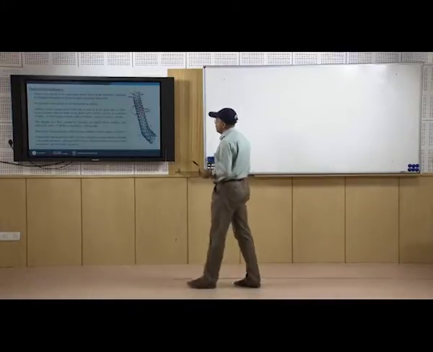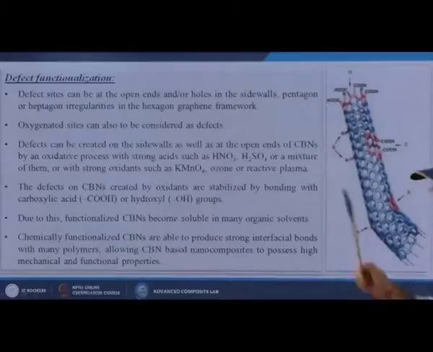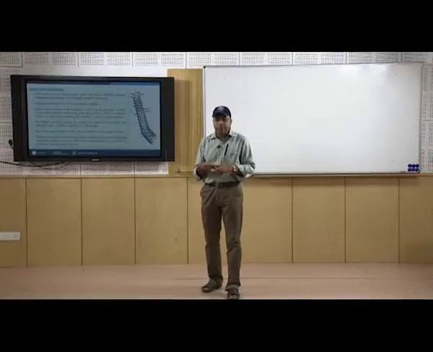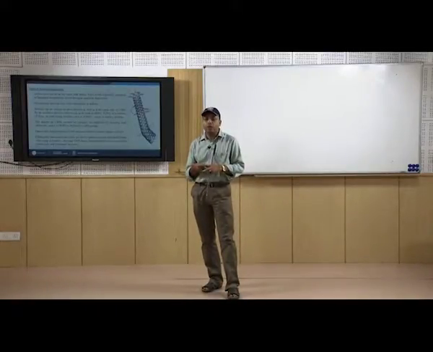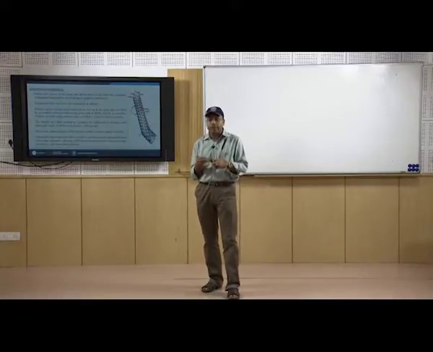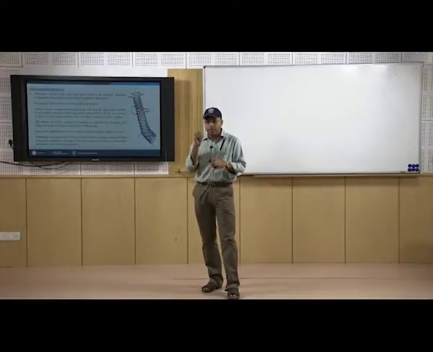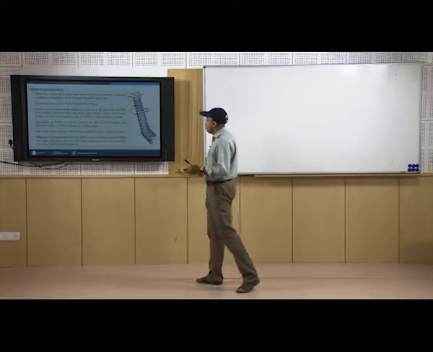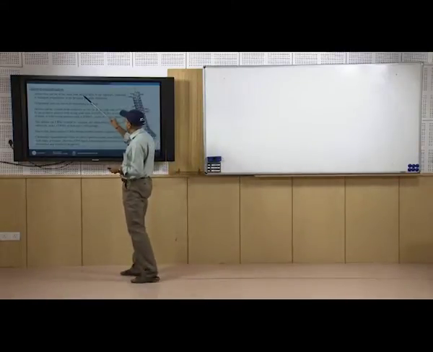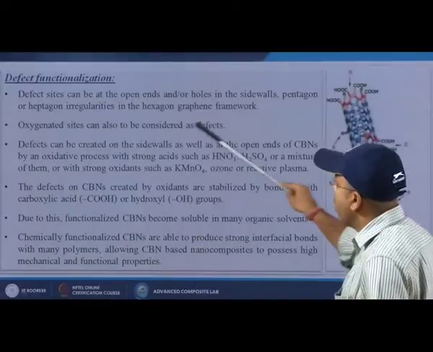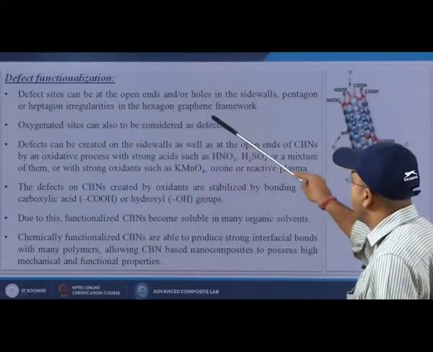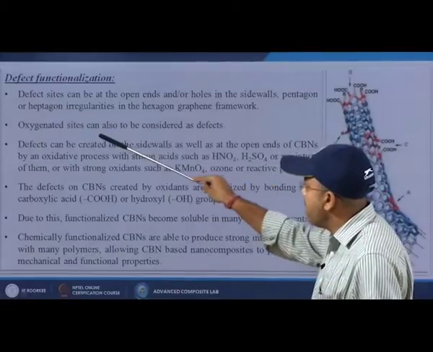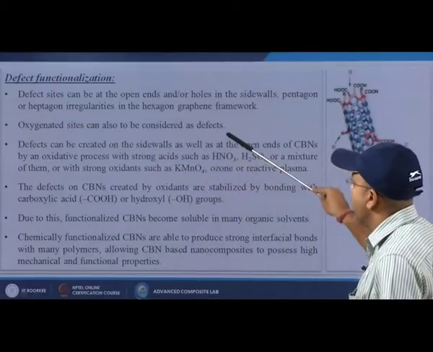Then defect functionalizations. From the name itself we can understand that when we are using certain kinds of nanoparticles or nanofillers, some defect sites are present at the sidewalls of these nanomaterials. So, when we are doing this kind of functionalization, the functionalization material is simply attaching with the defect sites of these nanofillers. Defect sites can be at the open ends and or holes in the sidewalls, pentagon or heptagon irregularities in the hexagon graphene framework. Oxygenated sites can also be considered as defects.